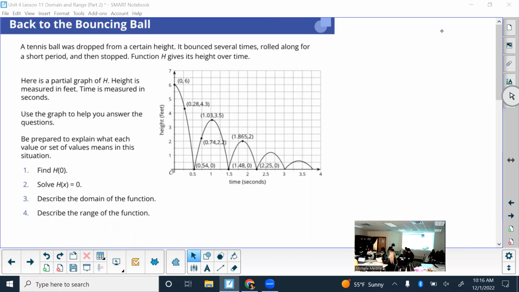So a tennis ball was dropped from a certain height, it bounced several times, rolled along for a short period, and then stopped. Function h gives its height over time. You're going to find h of 0, solve for h of x equals 0, meaning like what's the x, describe the domain and describe the range. So this problem is more like what you'd see on a test. Okay, so this is great practice. The first two are review of function notation. So try this out. I'll give you 3 minutes and then we'll go over it.